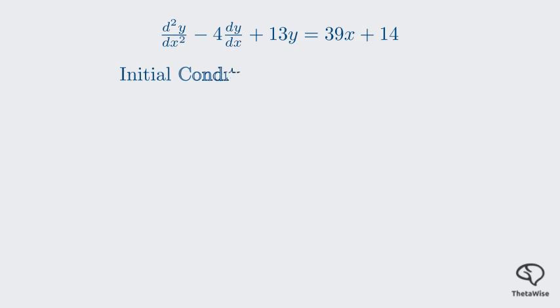For our final example, we will see how to find a particular solution when the right-hand side is a polynomial. We need to determine the particular solution of the second derivative of y, minus 4 times the first derivative, plus 13y equals 39x plus 14. Our initial conditions are y equals 3 and dy/dx equals 1 when x equals 0. As always, we begin by finding the complementary function y_c.